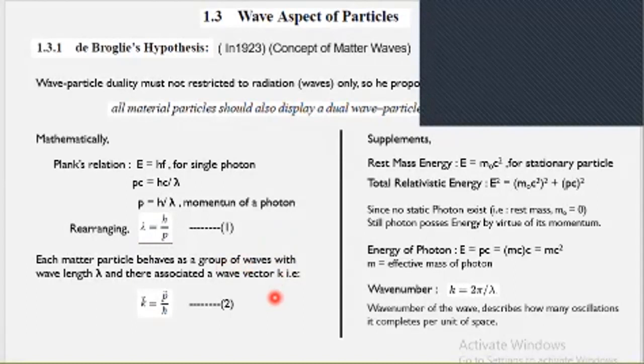Now, the motion of this wave packet and the direction of the motion of this wave packet can be described by this wave vector k, which is given as the momentum vector divided by the reduced Planck's constant. This reduced Planck's constant is equal to Planck's constant divided by 2 pi.